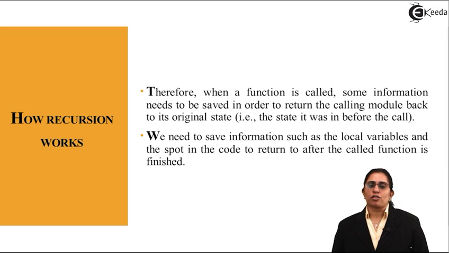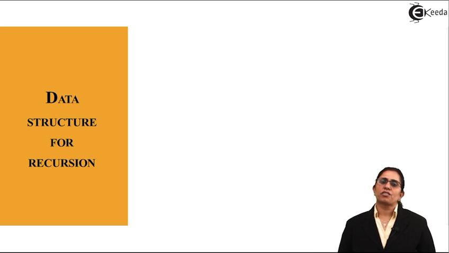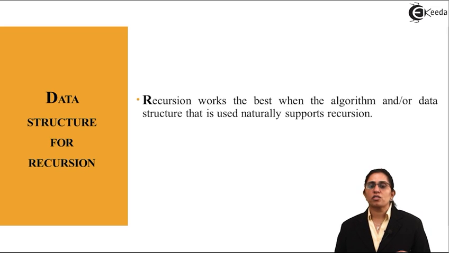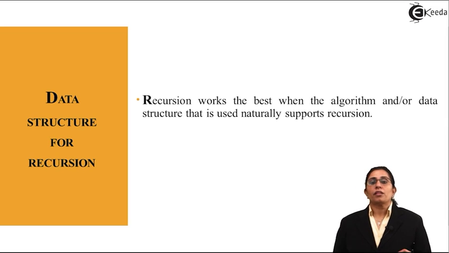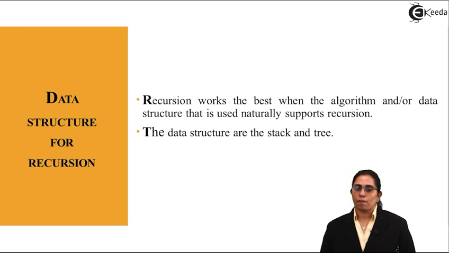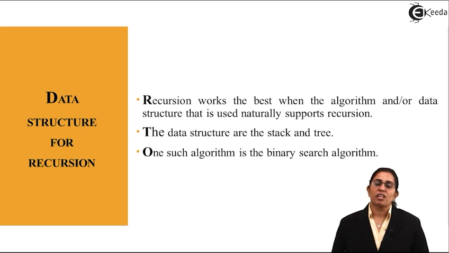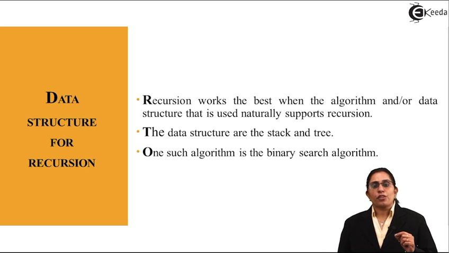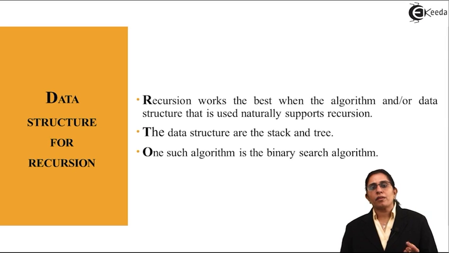Now when we are implementing recursion, there are a few data structures which are used. Now what are data structures? These are programming strategies which are defined to design and analyze your algorithms. Recursion works best when the algorithms and data structures support recursion. There are two major data structures which support recursion. Those are stacks and trees. And one such algorithm which is implemented using recursion is the binary search algorithm. We will be implementing this binary search algorithm in the next few sessions when we study the depth algorithms and the implementation of the binary search algorithm.